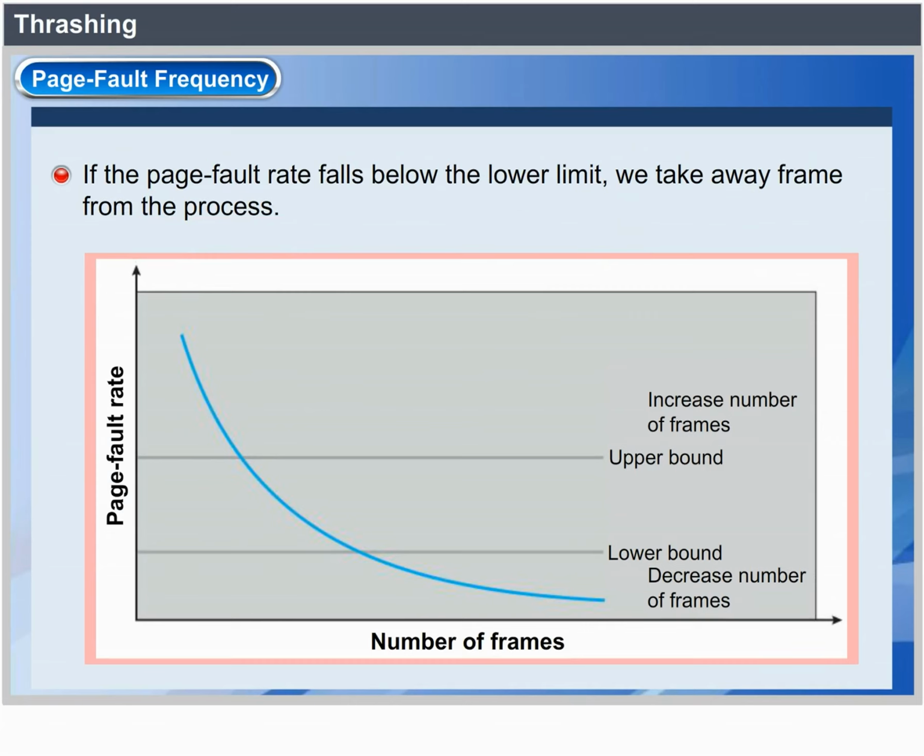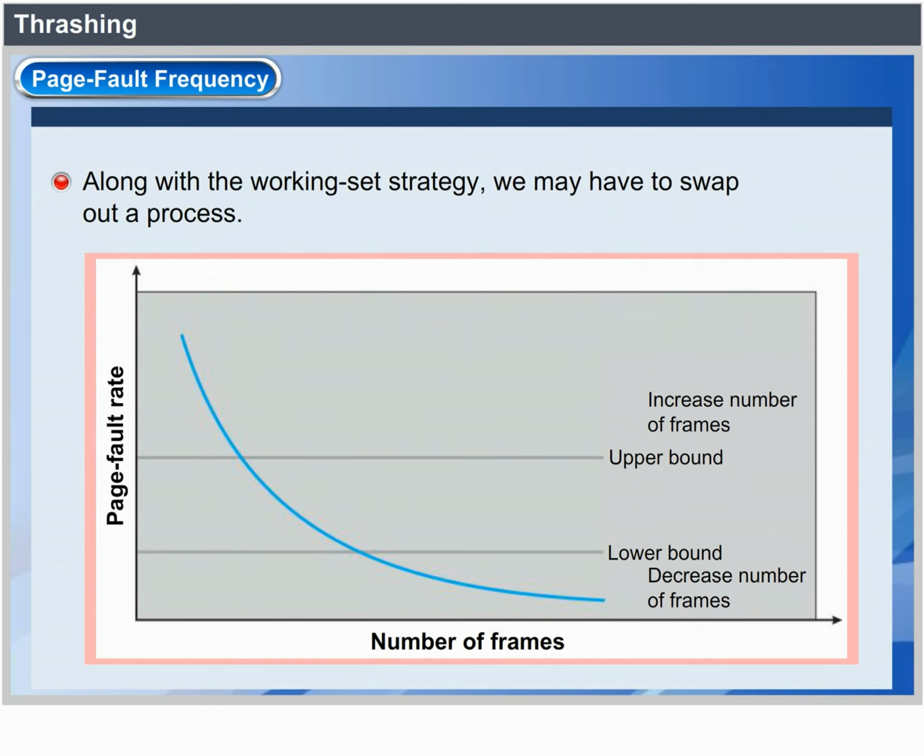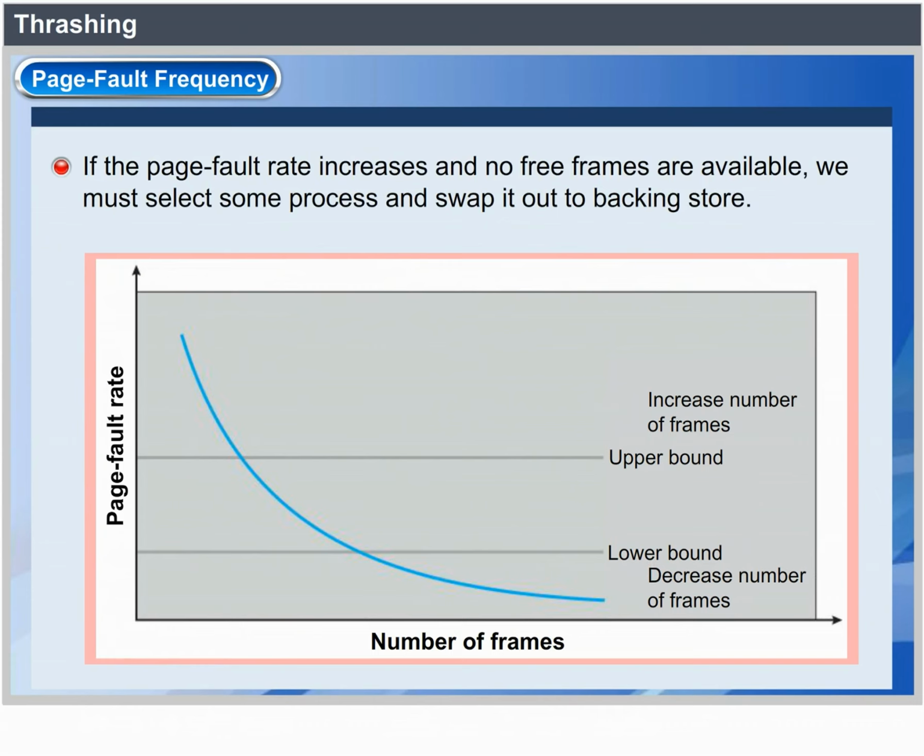As with the working set strategy, we may have to swap out a process. If the page fault rate increases and no free frames are available, we must select some process and swap it out to backing store. The freed frames are then distributed to processes with high page fault rates.